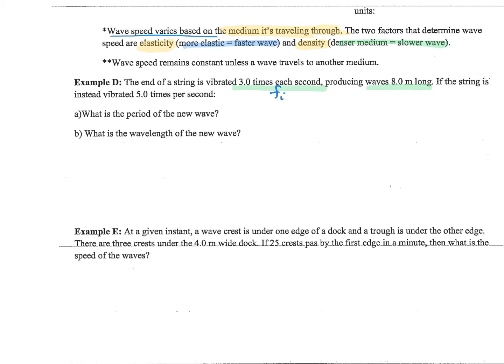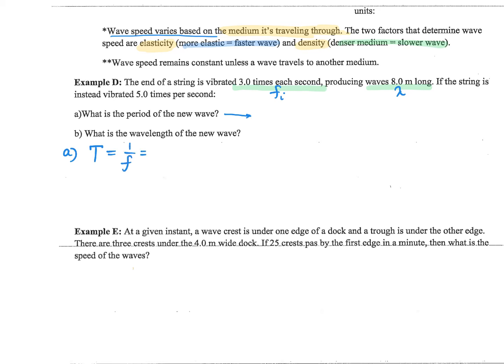What about the waves are 8 meters long? What is that giving me? Wavelength. So it says instead it vibrates 5 times per second. What is the new period? So what is the relationship in part A? What is the relationship between frequency and period? Period is 1 over the frequency, isn't it?